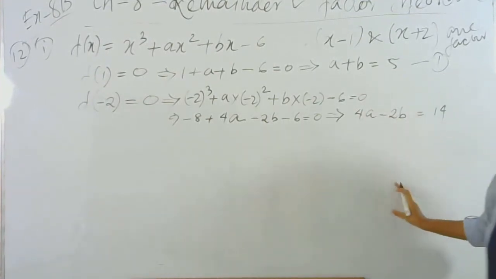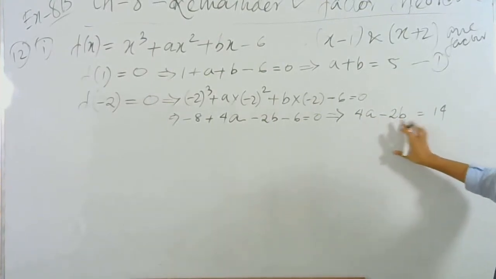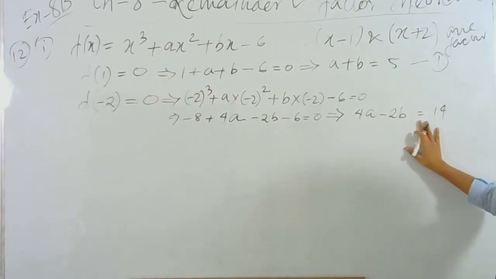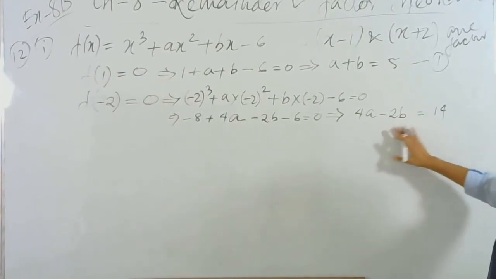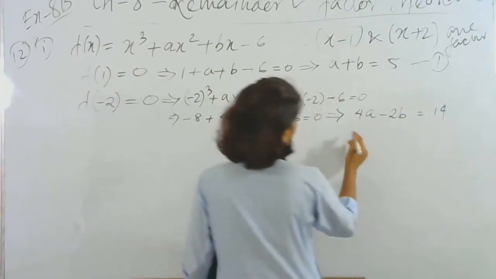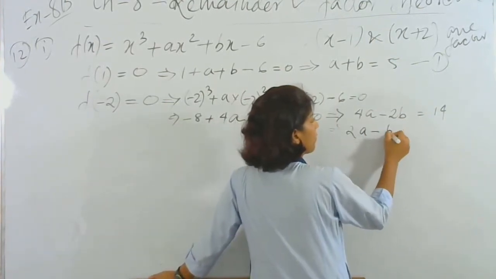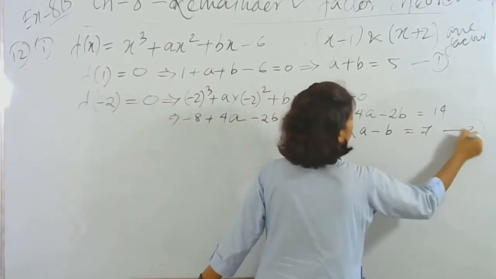One more thing. Whenever you have to solve a linear equation, always keep it in the reduced form. Now you see there are 3 terms, and they all are divisible by 2. So I'll reduce them by dividing by 2. 4 divided by 2 is 2a, minus b, then 14 divided by 2 is 7. So this will be your second equation.